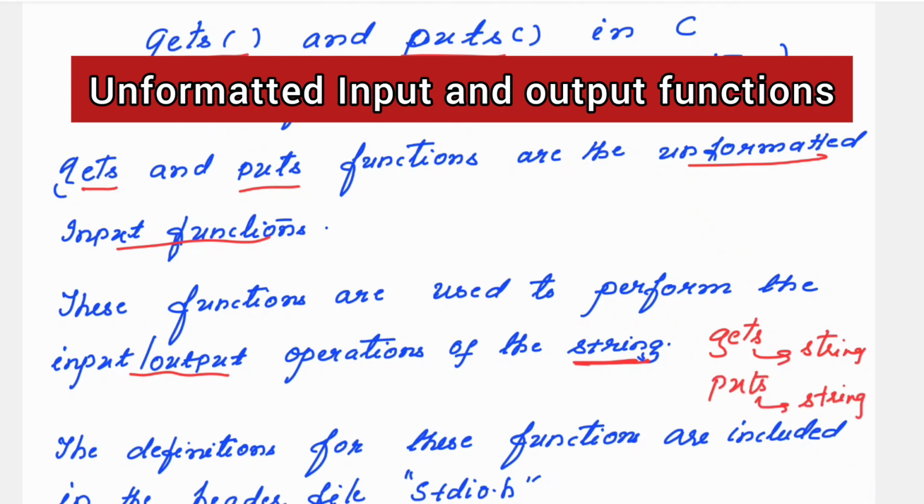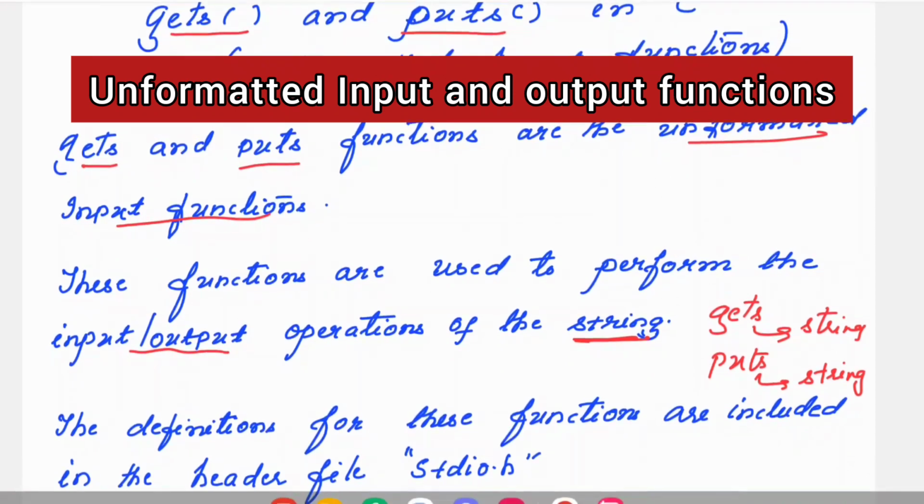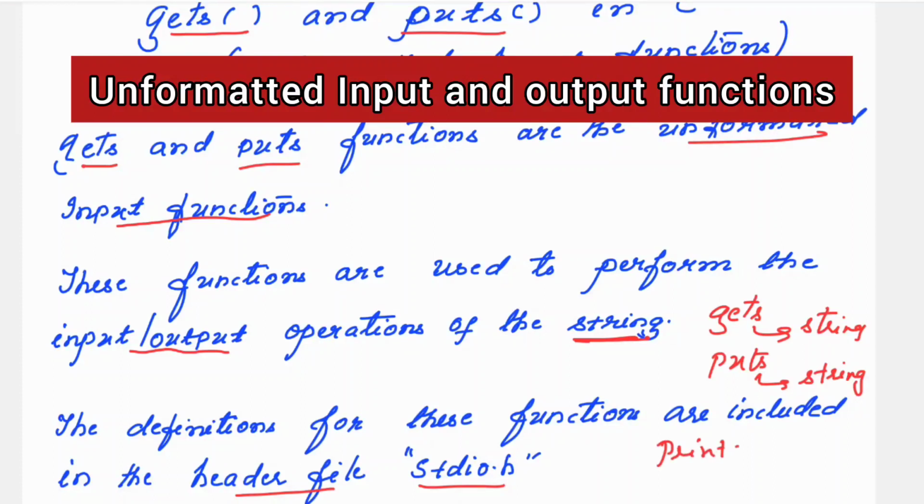So these are mainly used to perform what? Input output operations only for strings. That means your input will be a string and the same input will be displayed as a string. The definitions for these functions are included in the header file stdio.h. Like printf and scanf, whose definitions are included in stdio.h, the gets and puts function definitions are also included in stdio.h.